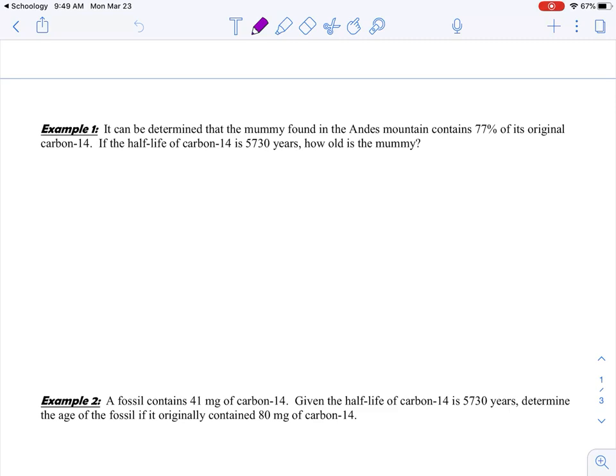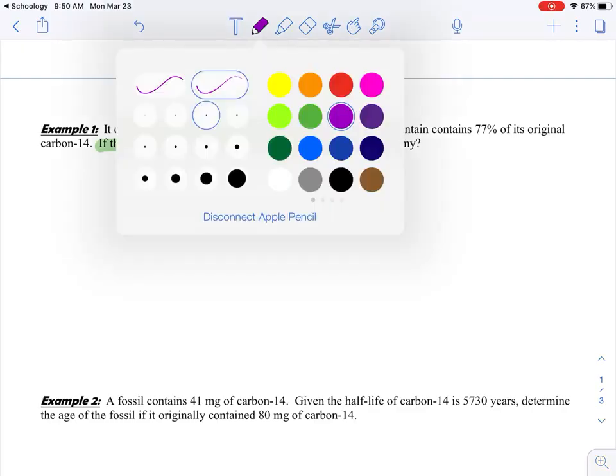Okay, so let's get started on an example. It says, it can be determined that a mummy found in the Andes contains 77% of its original carbon-14. If the half-life of carbon-14 is 5,730 years, how old is the mummy? So if you recall from yesterday, this part of the sentence right here, if the half-life of carbon-14 is 5,730 years, that's enough information to get a rate at which carbon-14 decays. Then we can figure out how old is the mummy, okay?